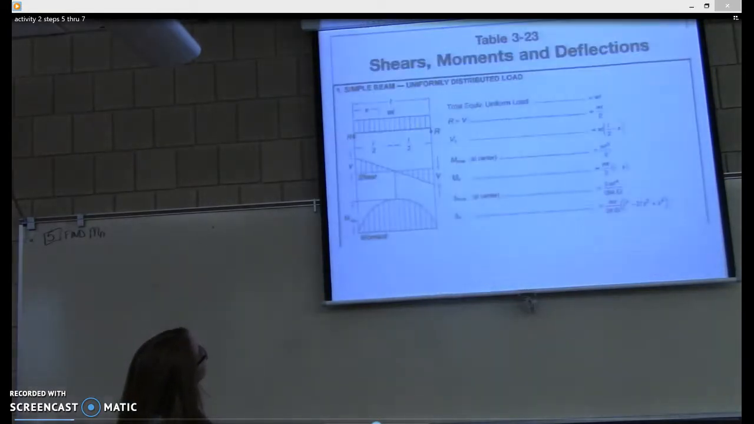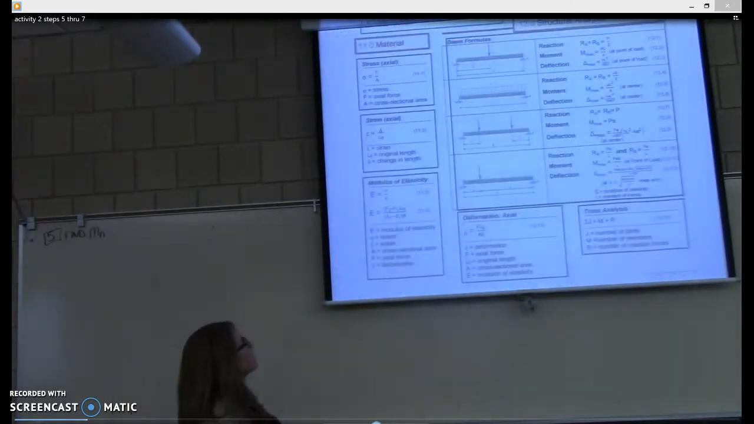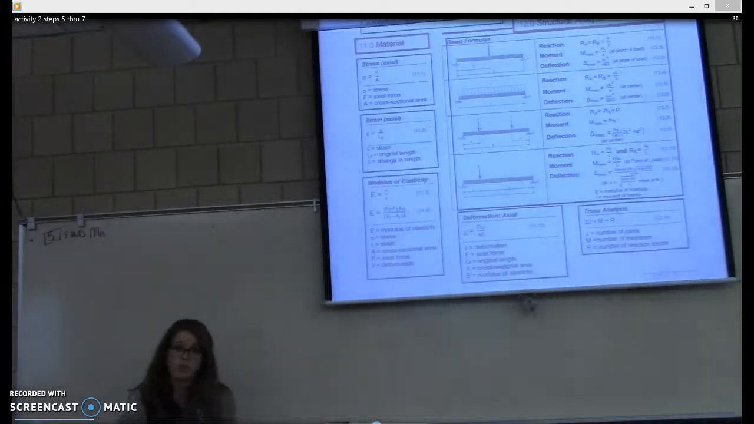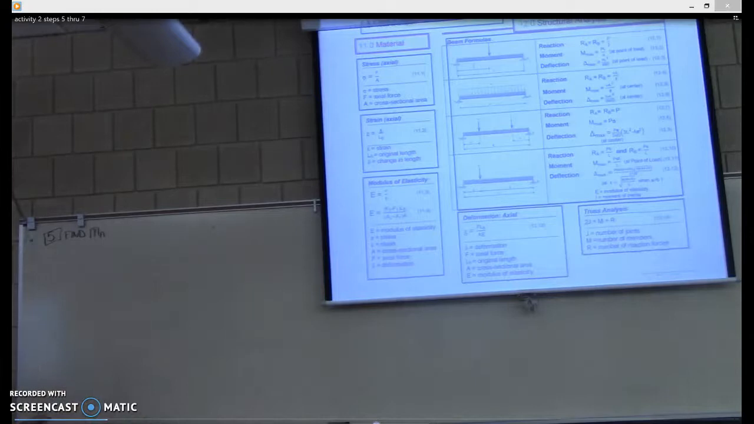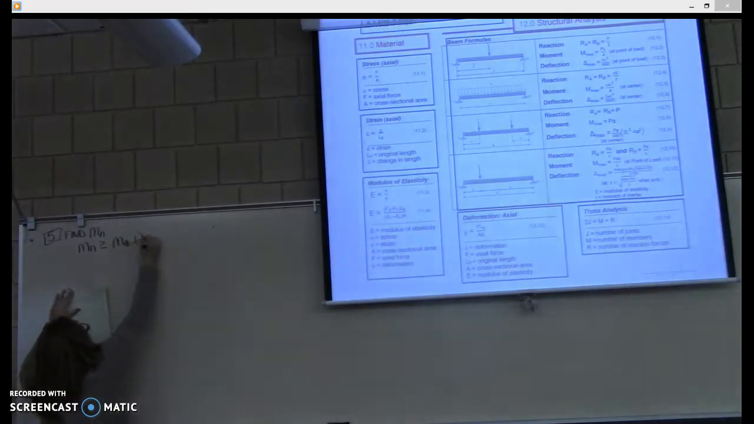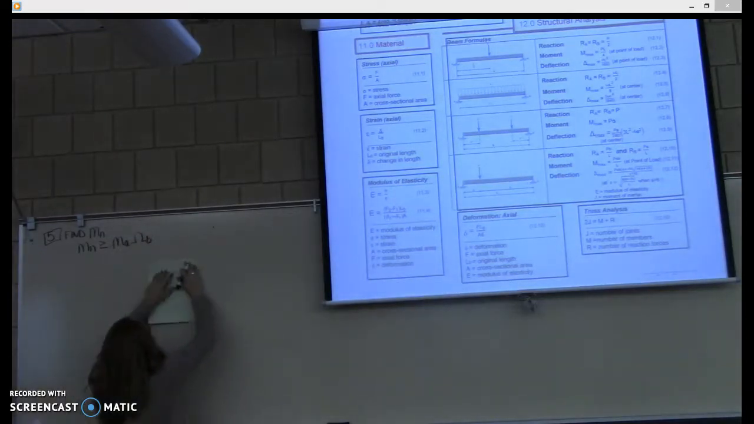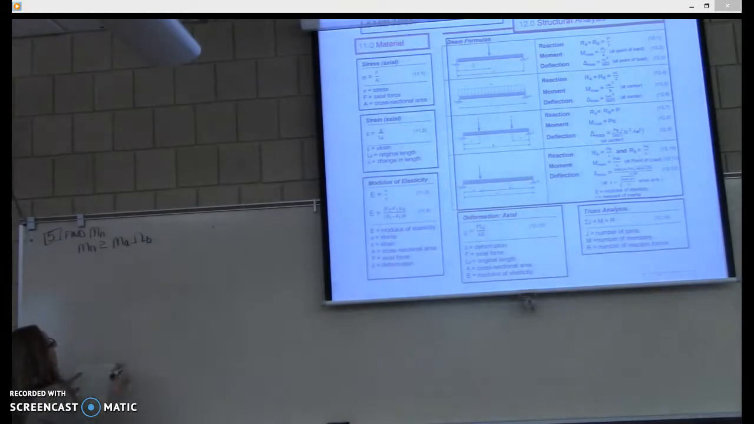The Mn equation is given to you in your PowerPoint, so please make sure you write it down so that you have it when you do question 2. So the equation for Mn is Mn is greater than or equal to Ma and then your importance factor. We have already found Ma. Ma is your maximum moment, so we found that in the previous question. And then our importance factor was given to us on the PowerPoint.